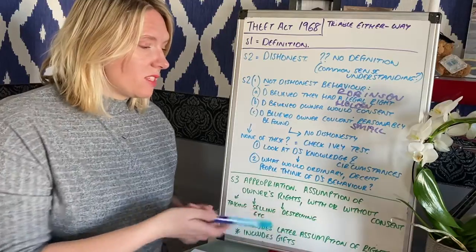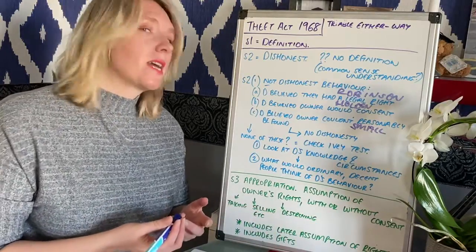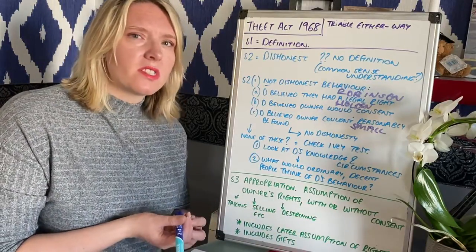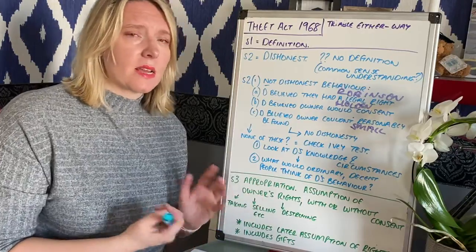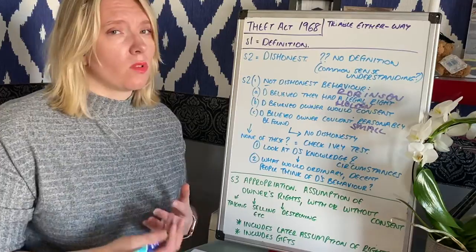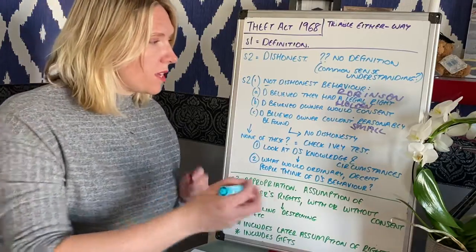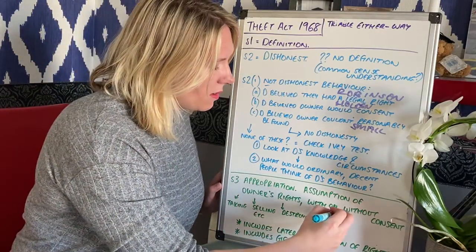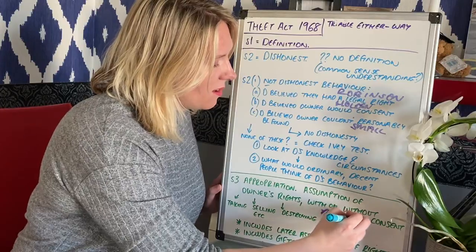And the key is that it doesn't matter if you're looking at whether the person had consent or not. That is a mens rea issue. Instead, what we're just looking at is, did that person do something that only the owner should be able to do? So I've already mentioned Morris. It's going to be a bit messy because it's a funny angle.